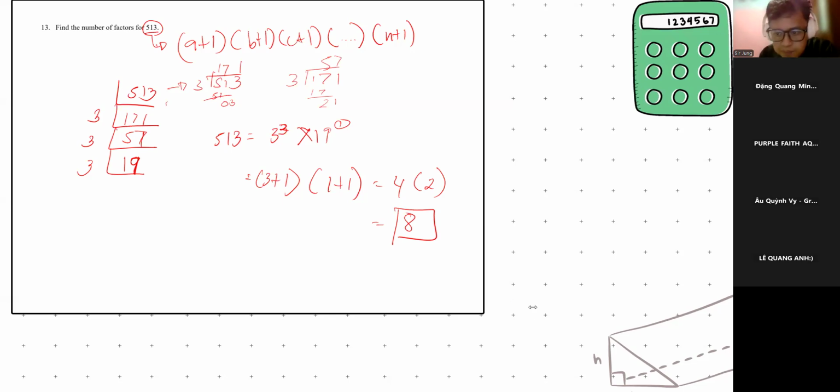Okay. You can also list the number of factors manually. However, that would be quite long. So it's better to do it this way. Okay.